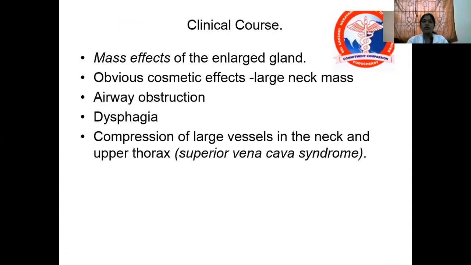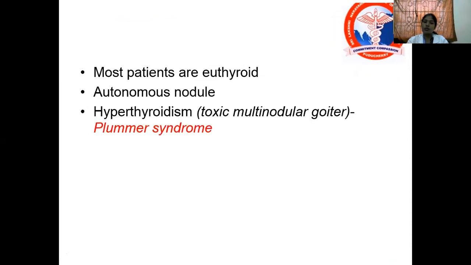The clinical course: the mass effects of the enlarged thyroid gland include obvious cosmetic effects, a large neck mass, and airway obstruction. The patient will have dysphagia and compression of large vessels in the neck and upper thorax, which causes superior vena cava syndrome. Most patients are euthyroid. Sometimes there may be an autonomous nodule which causes hyperthyroidism. That condition is called toxic multinodular goiter, otherwise called Plummer syndrome.